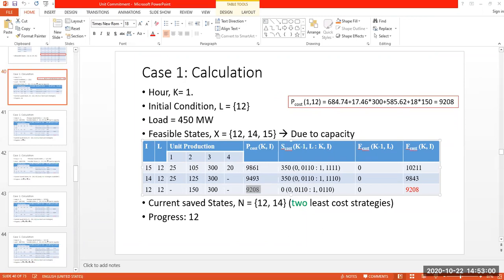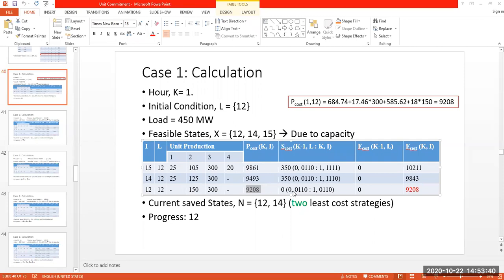Okay, so let's continue. Now, what about this column? What is S cost? As I said earlier, S is the state transition cost. The transition will happen in this manner, in the bracket: K minus 1, comma L to K, comma I. So what is K minus 1? K minus 1 is the basic or the current, or you can say the initial state for this case. What was the state at the initial hour? The initial condition was 12.